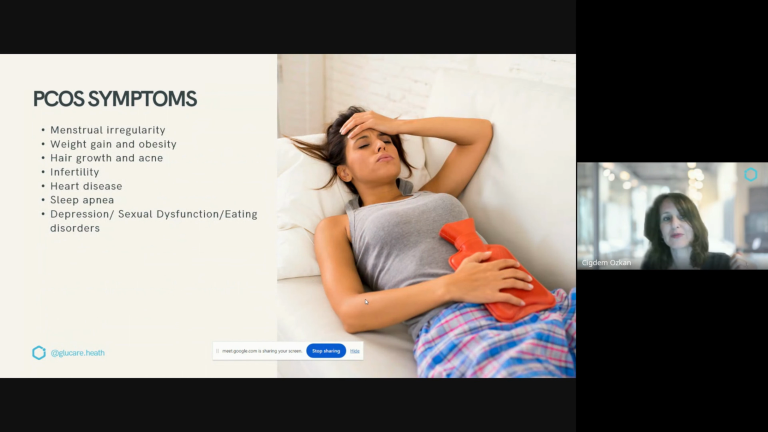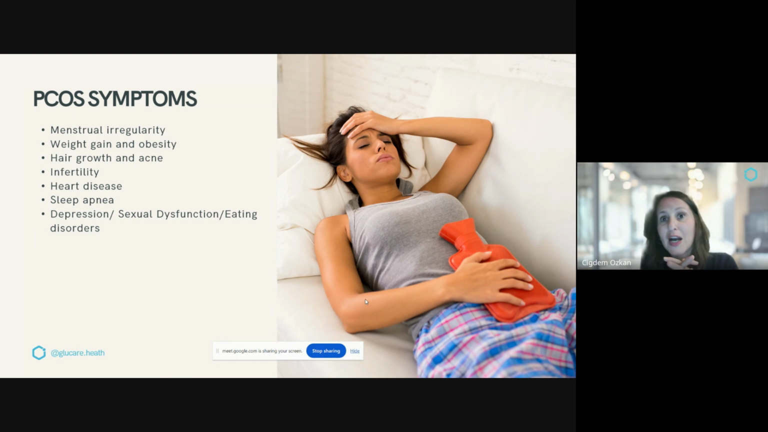What are the symptoms of PCOS which you may face? Of course, usually there is menstrual irregularity, and patients are prone to weight gain and obesity. There is hair growth and acne in the skin, which is related to hyperandrogenemia. There may be infertility because, as we discussed, there are immature follicles and anovulation. Infertility is another problem.